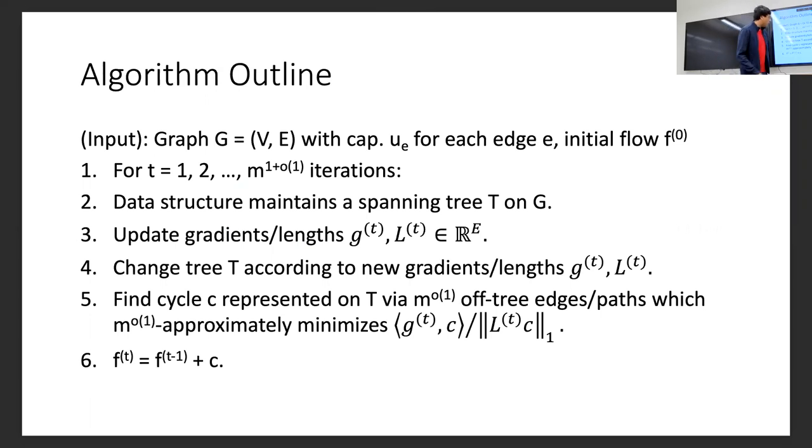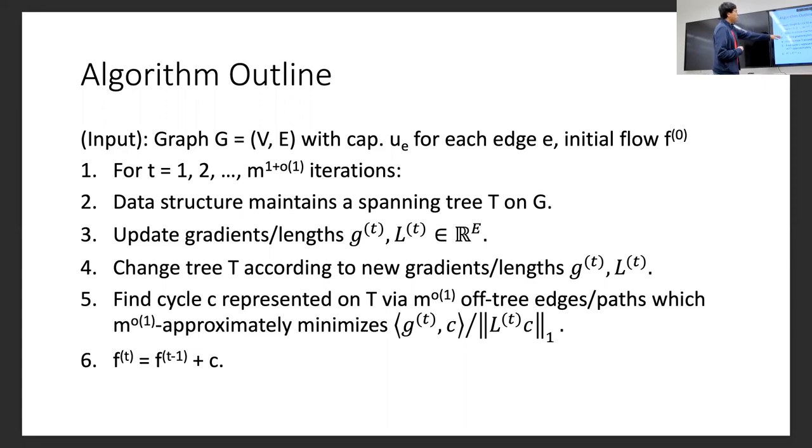Okay, so maybe let me just state a general algorithm outline again, so we can have a good idea of where we're going. So the general algorithm would look something like the following. We start with the graph G with some capacities, and let's say we have some initial flow F0. So we're going to go for m^(1+o(1)) iterations. In each iteration, we're going to maintain a spanning tree T using some data structure. So at every iteration, we're going to update the gradients and lengths, and the gradient and length at iteration t are g_t and l_t, which are real vectors.